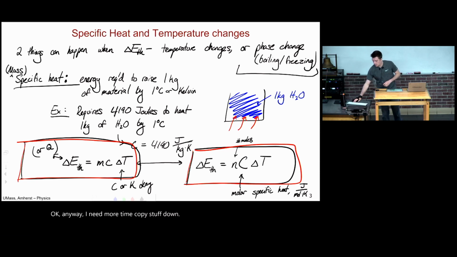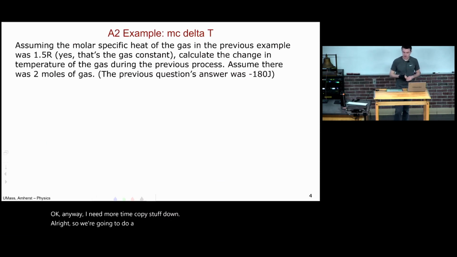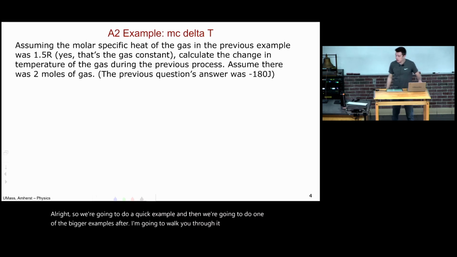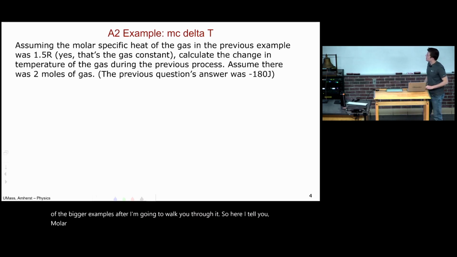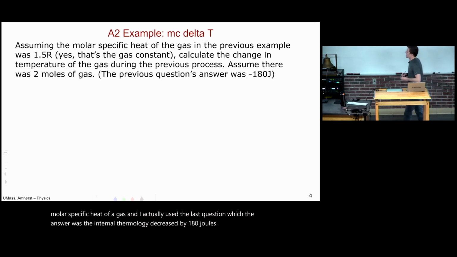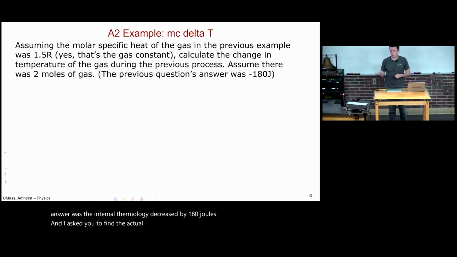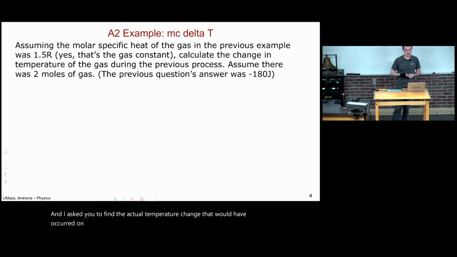All right. So we're going to do a quick example, and then we're going to do one of the bigger examples after I'm going to walk you through it. So here I tell you the molar specific heat of a gas, and I actually use the last question, where the answer was the internal thermal energy decreased by 180 joules. And I ask you to find the actual temperature change that would have occurred on that gas in the previous problem. This should be pretty quick, so I'll give you 3 to 4 minutes to do this one.